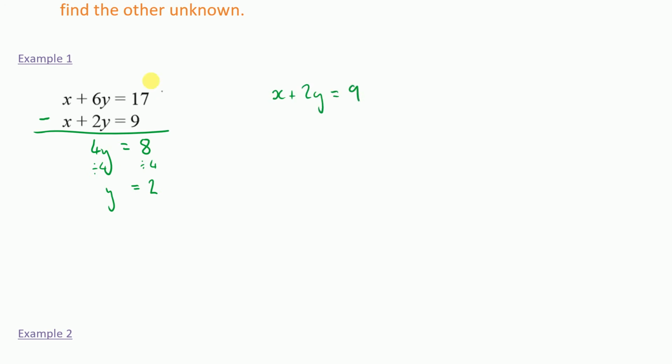Now I've just found out that y is equal to 2. So I can rewrite this as x plus 2 times 2 makes 4 is equal to 9. If I subtract 4 from both sides, I find out that x must be equal to 5. And there's my final answer. x equals 5, y equals 2.